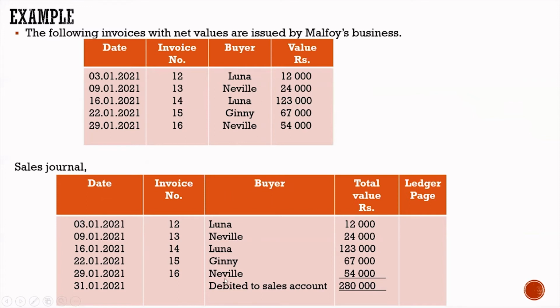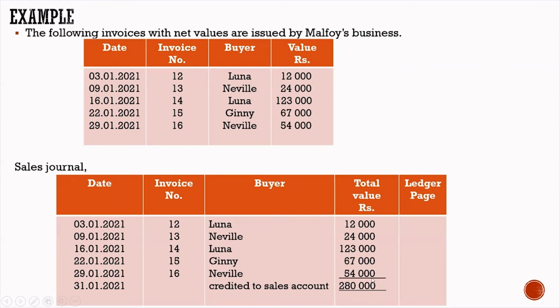All this will be recorded in the same manner. Invoice numbers and everything will be recorded based on the dates, without writing totals in the sales journal. And once all this is done, we will be taking the total of this particular buyers to the sales account. So the sales account will be credited, right?